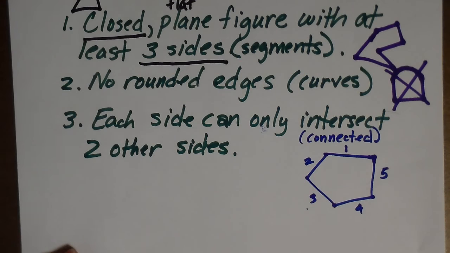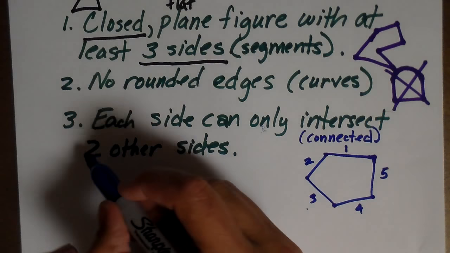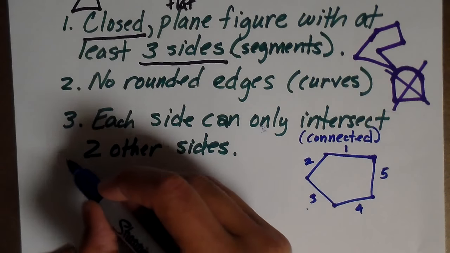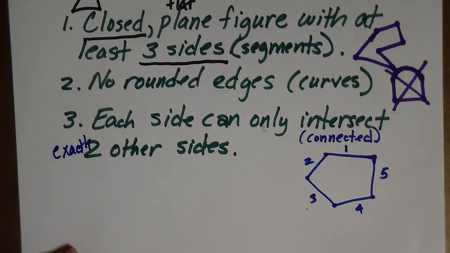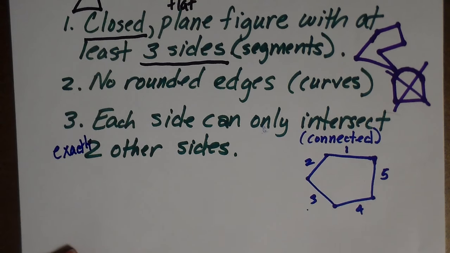Each side intersects 2 other sides, and most of the time you'll see this written as exactly 2 other sides because it has to be 2. It can't be less than 2 or more than 2. Each side only intersects exactly 2 other sides.